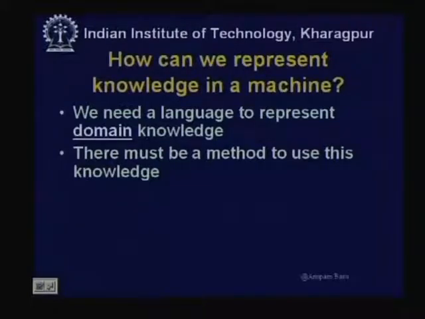Okay. So, if we think of knowledge representation, we must think of both the things. One is a language, another is a viable method that can be executed in a machine, so that it can read the language, understand the language and act according to the knowledge that has been expressed in that language.